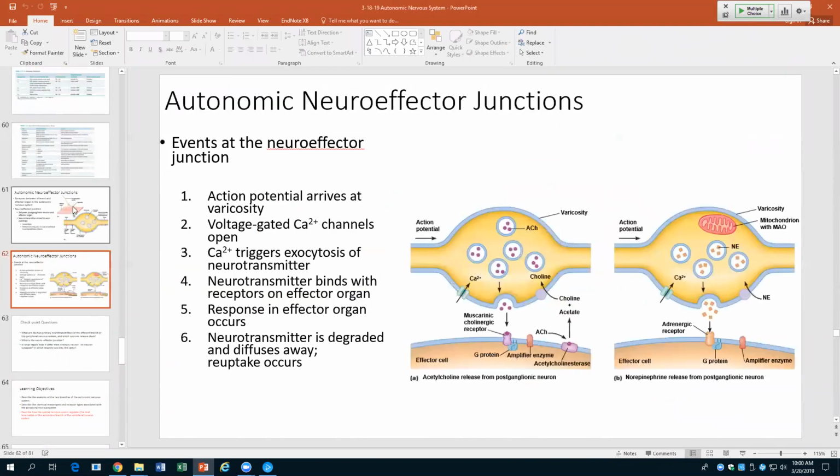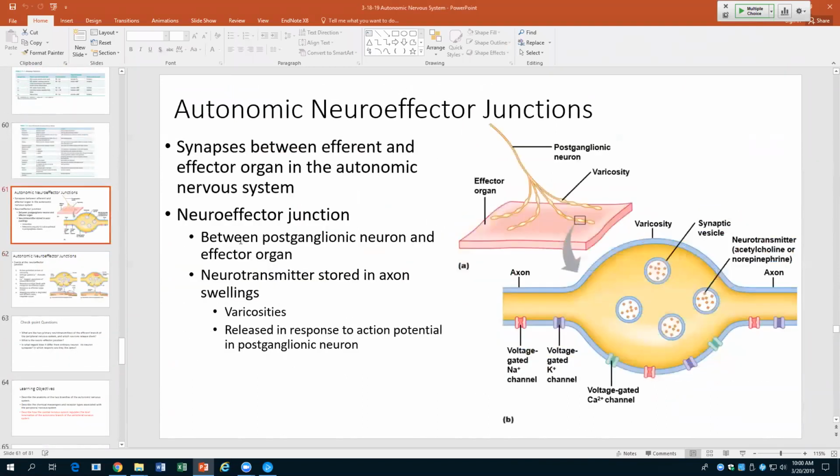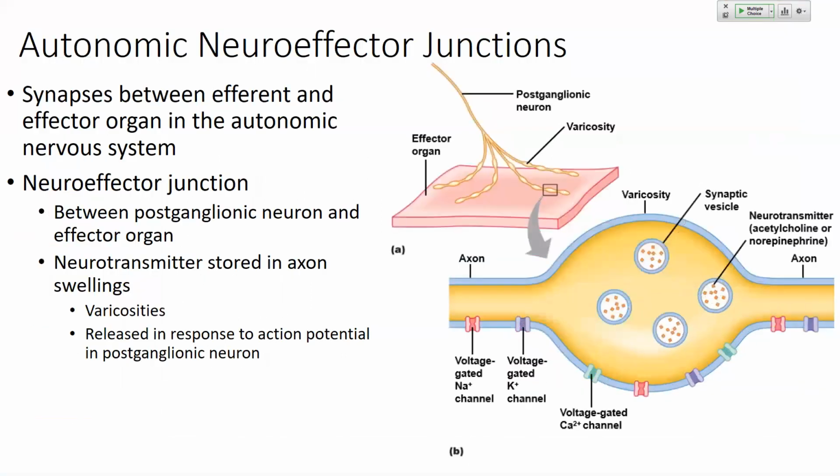And that's another thing that we're going to point out, that the neuroeffector junction has two main differences from a traditional synapse. First of all, there's the presence of varicosities as opposed to axon terminals. And there are many varicosities at one neuroeffector junction as opposed to a single axon terminal at a synapse.